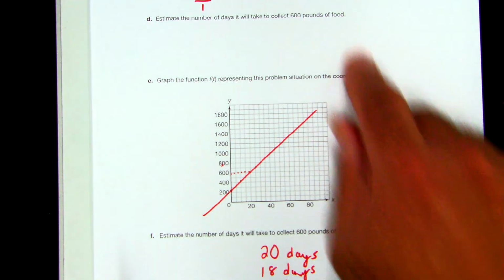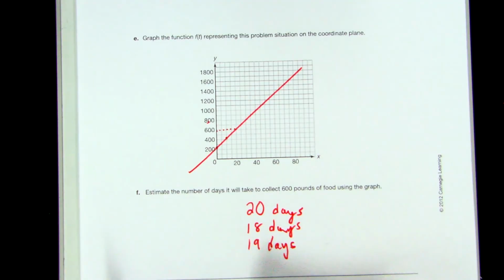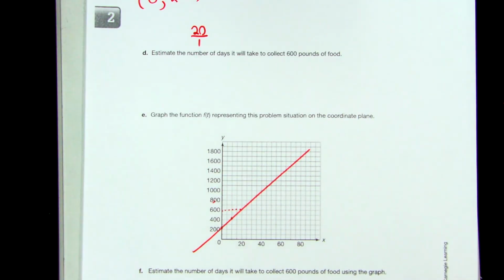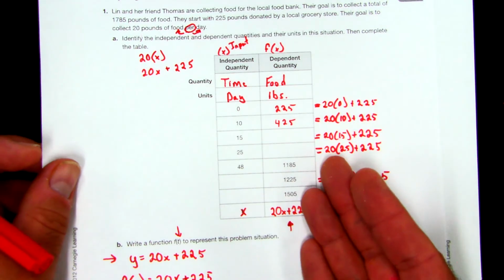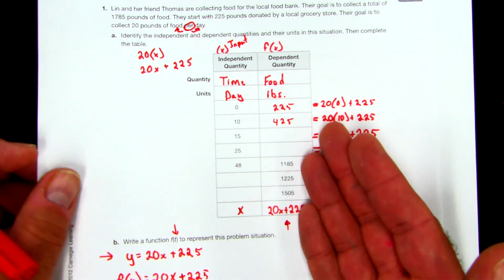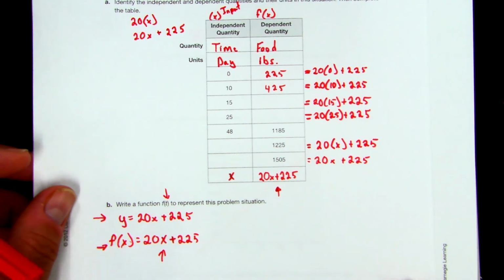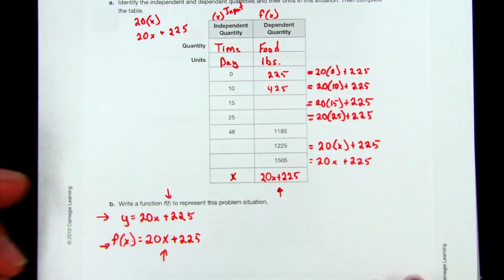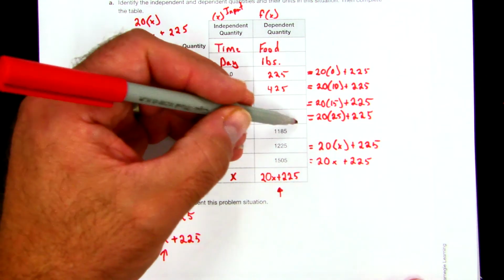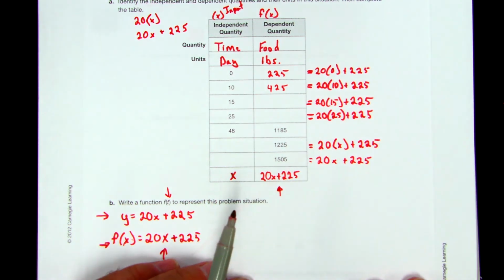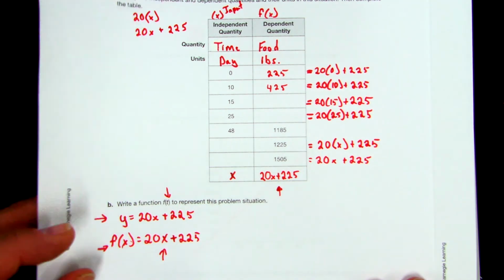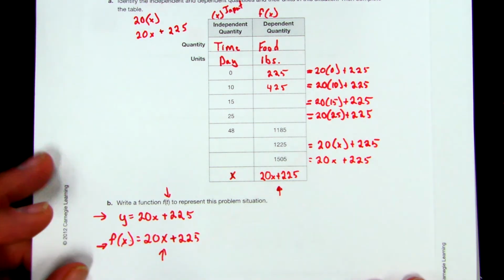Hopefully you understand what we're trying to do and understanding that we use a graph to do estimations, but if we want to be really accurate, we use algebra to be accurate. The table could tell us exactly. If we wanted to know the exact amount of days for 600 pounds, we would just put 600 pounds and figure out the amount of days. And it would tell us accurately. The problem is, when we do that, so let's do it.